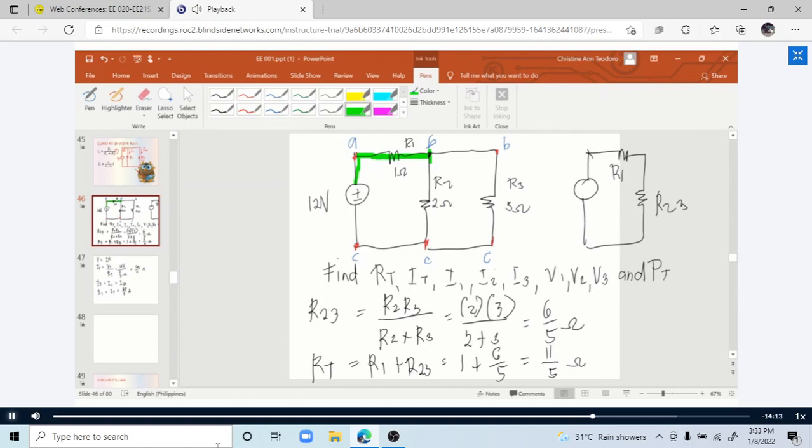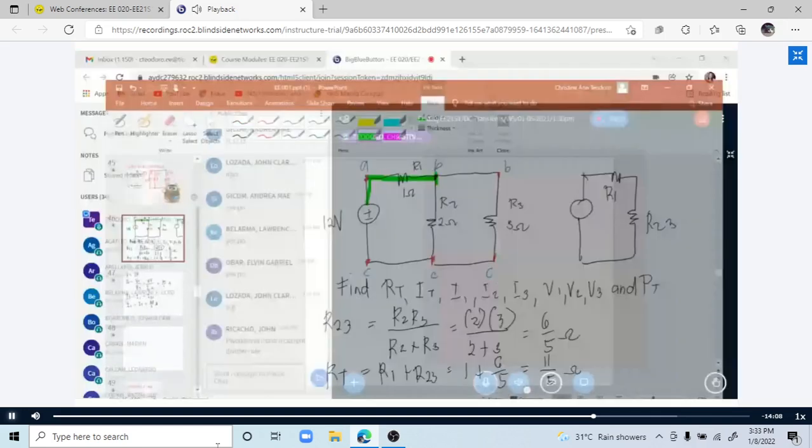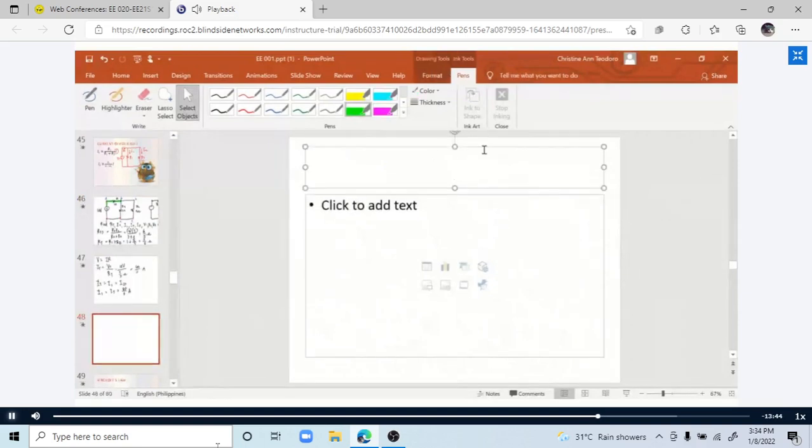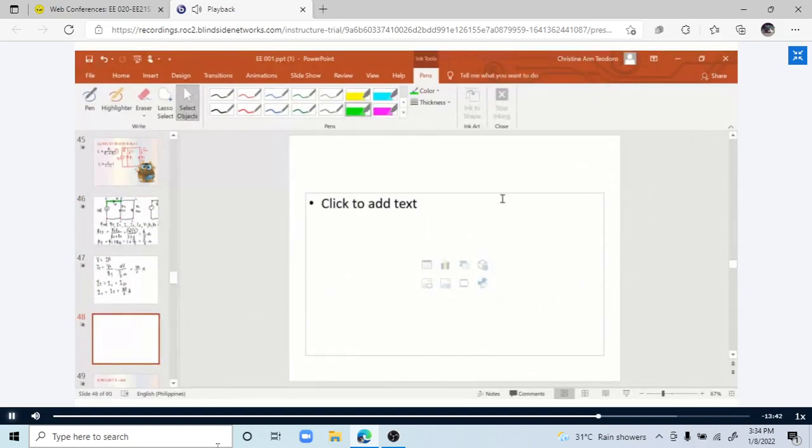Okay, very good, John. We can at least use the current divider rule. As I said a while ago, if we have 60 over 11 that flows in this part of the circuit, and it comes up onto this corner of your circuit, your 60 over 11 will be divided accordingly to your R3 and to your R2. Correct? So you can use the CDR, or the current divider rule.